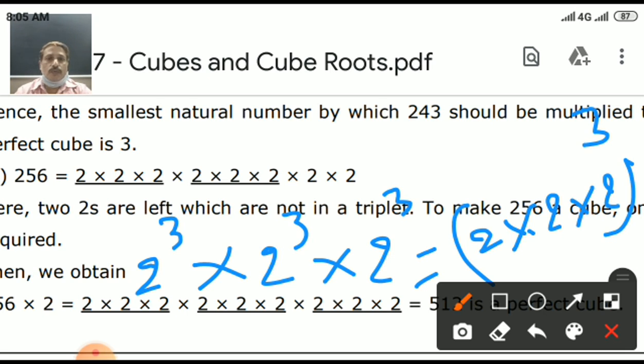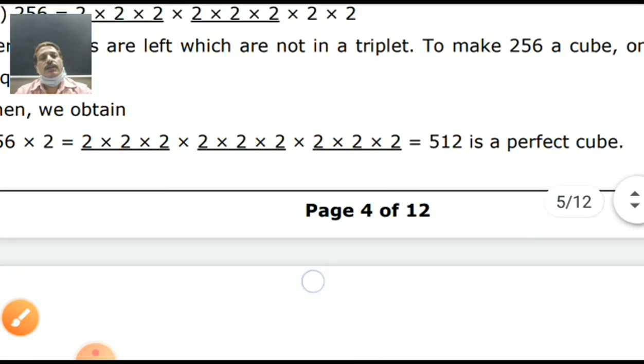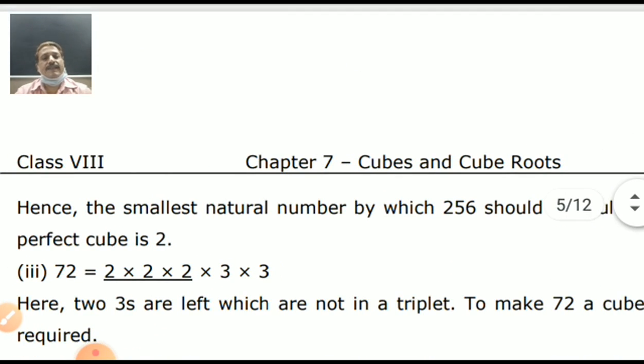So 2 into 2 is 4, 4 into 2 is 8. So 8 raised to 3 is the perfect cube of the number 512. 8 into 8 is 64, 64 times 8 is 512. Yes, my dear students, you can check through it. You will also get this type of confidence.